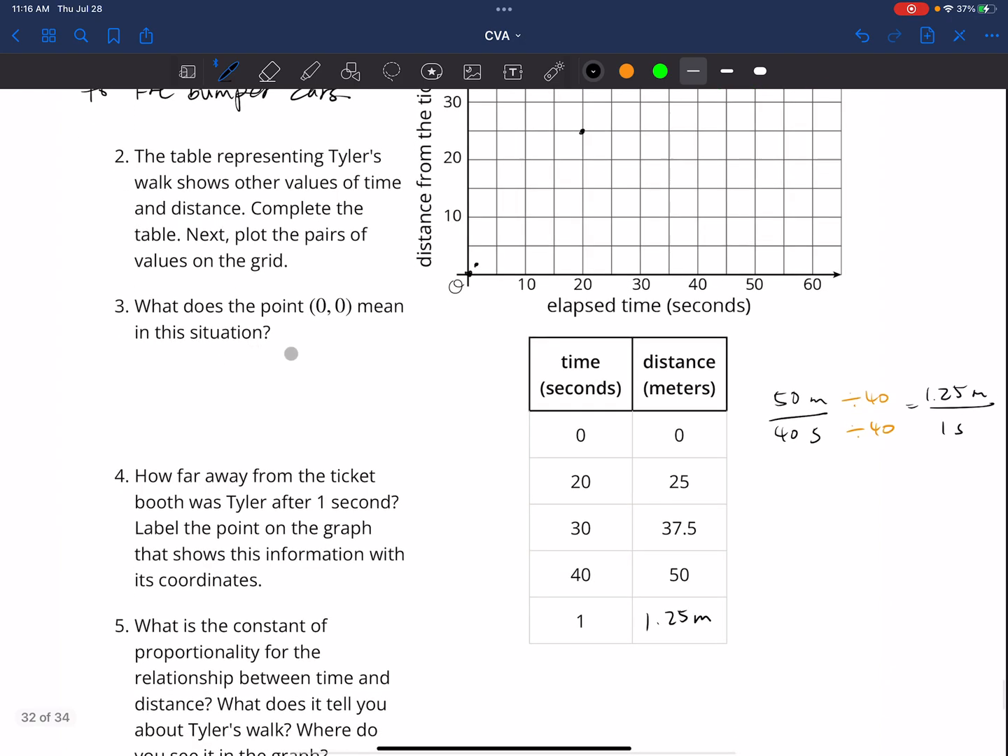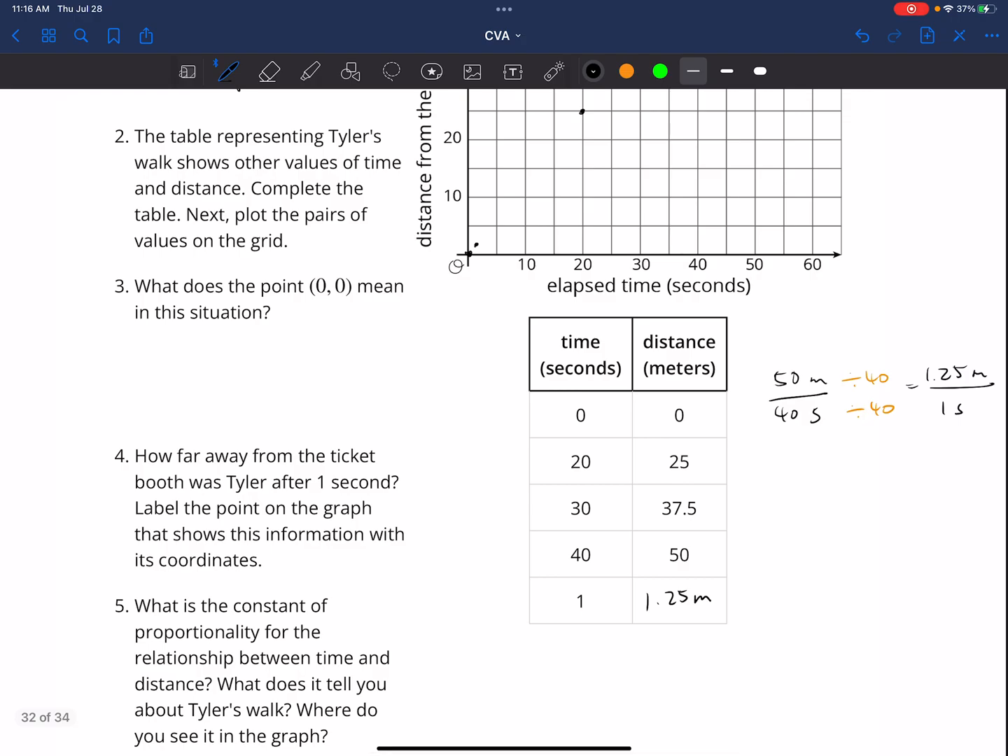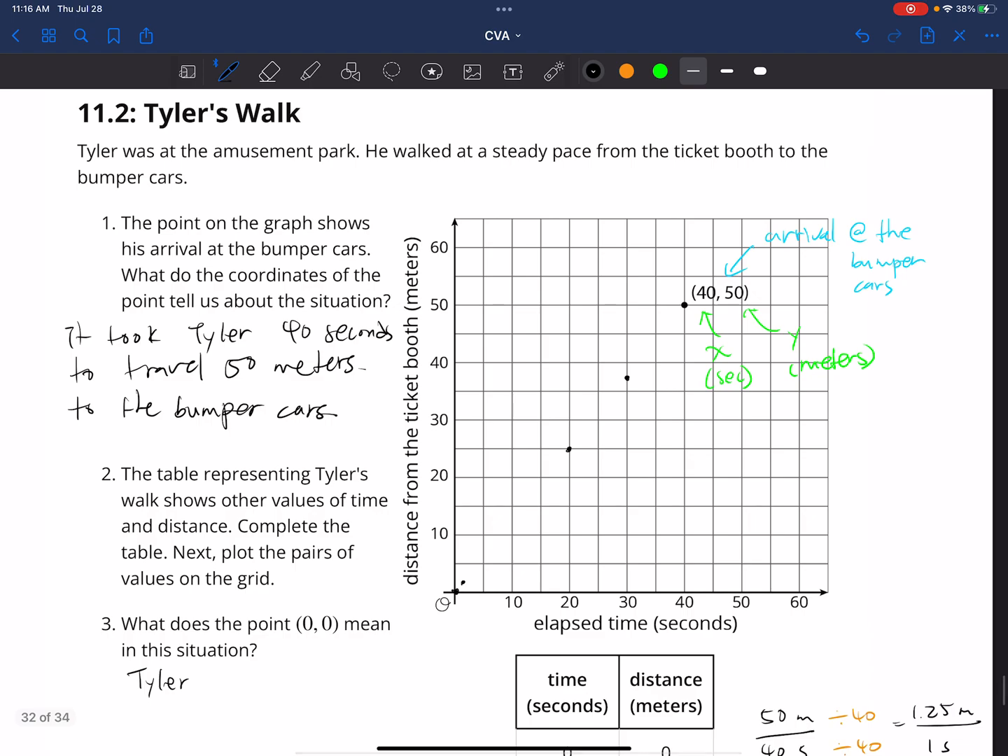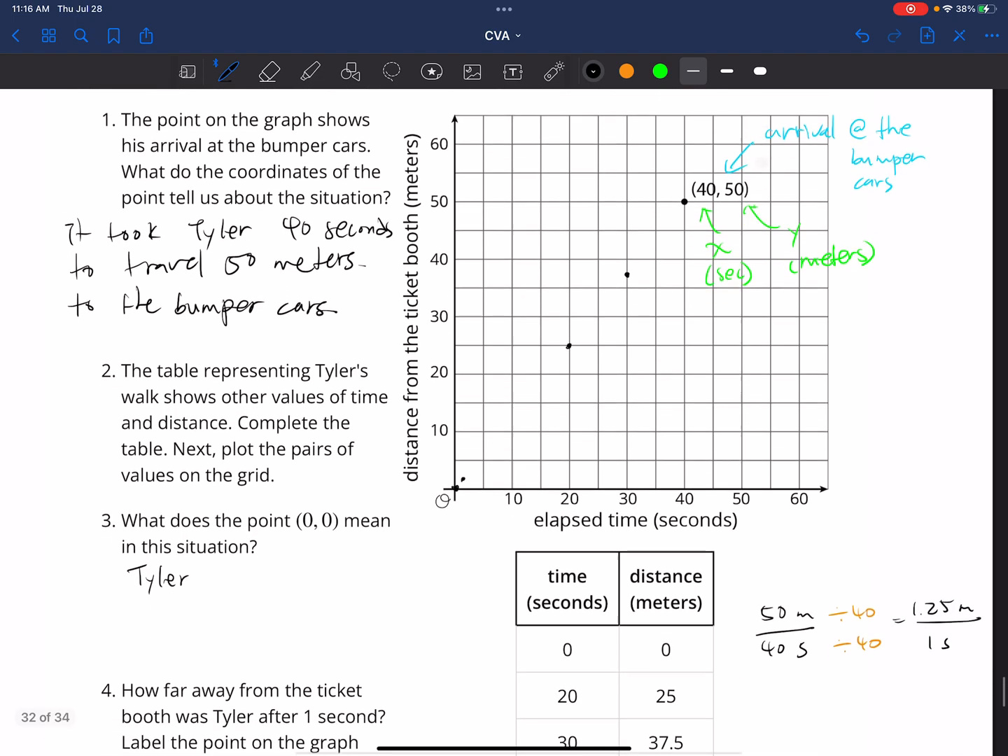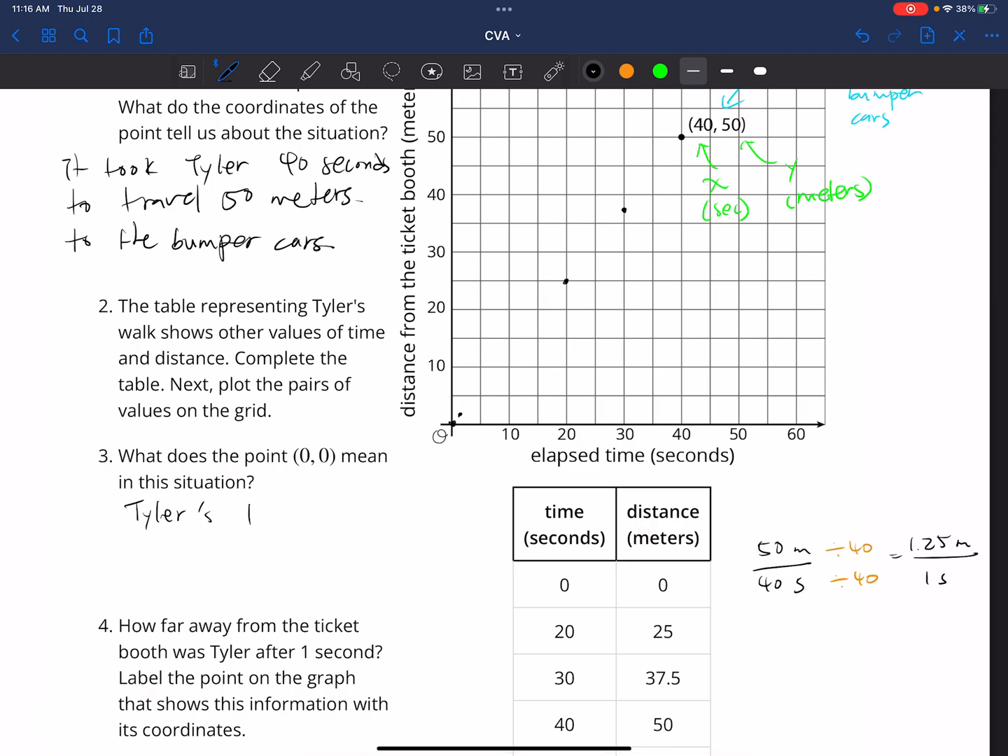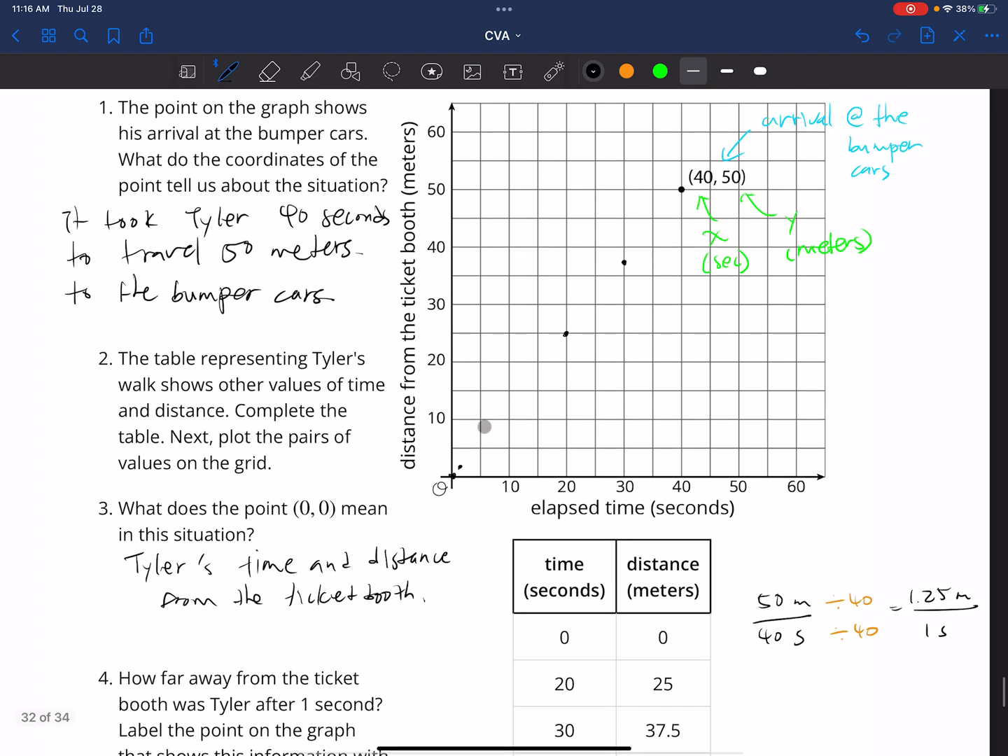What does the 0, 0 mean in this situation? It just means that was Tyler's beginning at the ticket booth, Tyler's time and distance from the ticket booth, because he was traveling right from the ticket booth all the way to the bumper cars. So 0, 0 means he hasn't moved, or he hasn't even started traveling to the bumper cars.